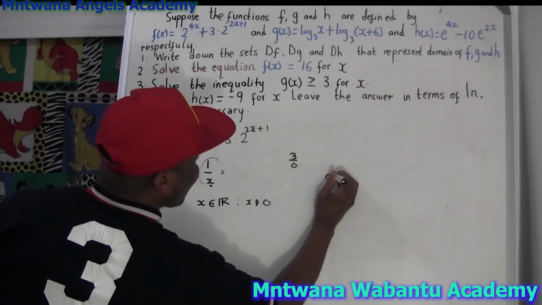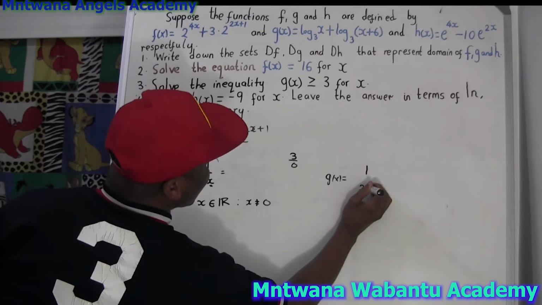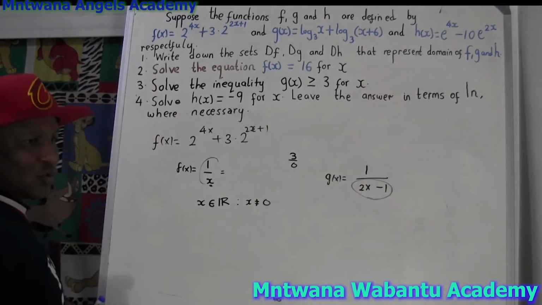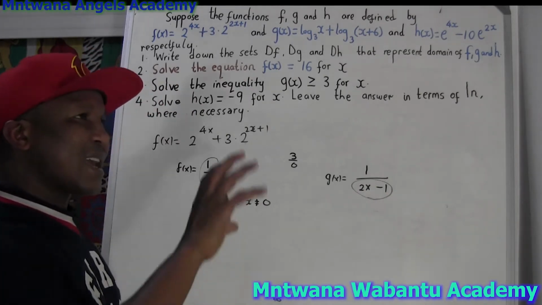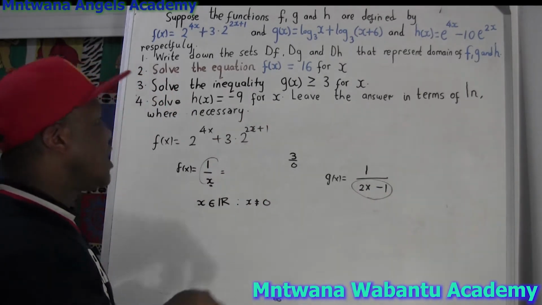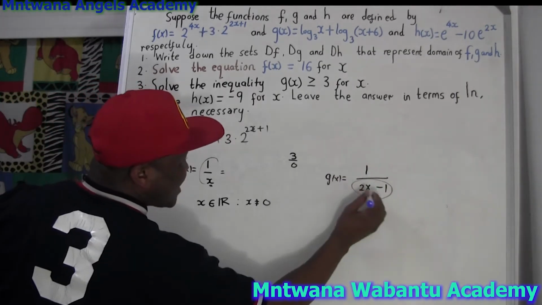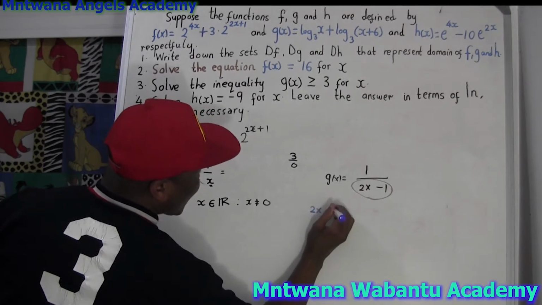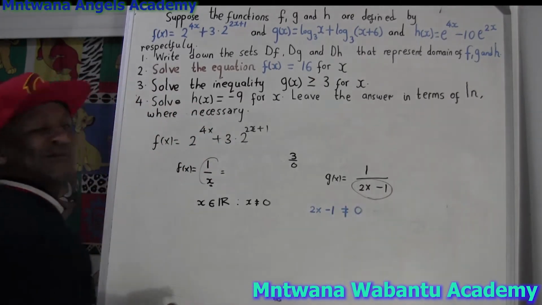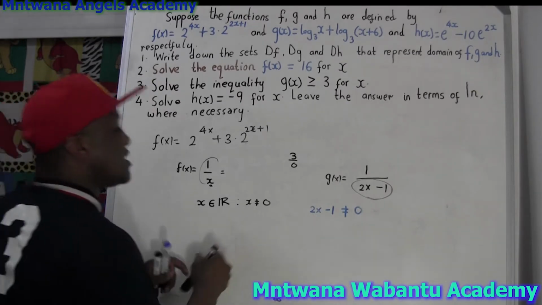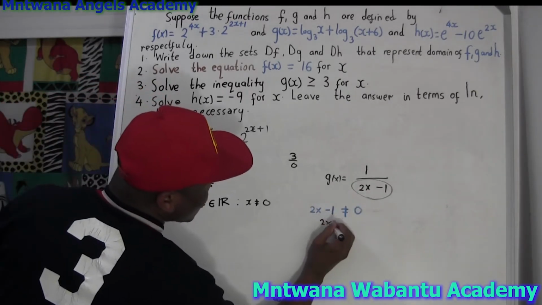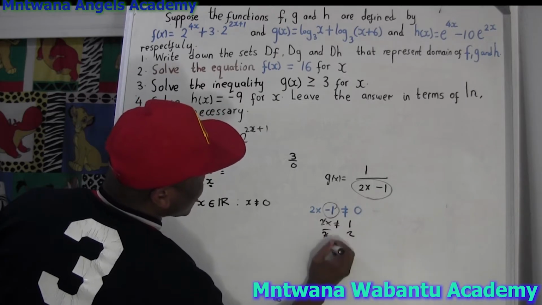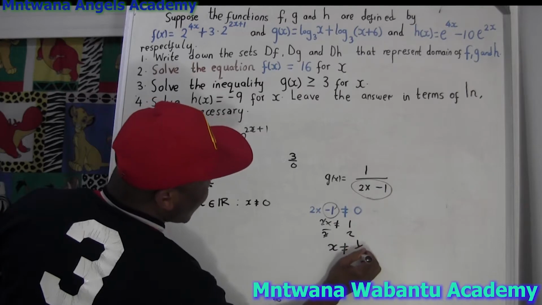Or if somebody gives, let's say, this is g of x, 1 over 3x minus 1. So all the stuff at the denominator should not be equal to 0, but any other number is going to work. So I'm going to say 2x minus 1 should not be equal to 0. Then after that you can simplify. You move the 1 over, so 2x should not be equal to 1 divided by 2. So x should not be equal to a half.